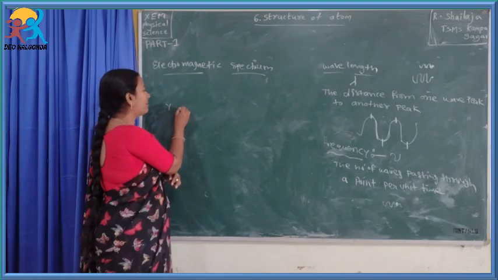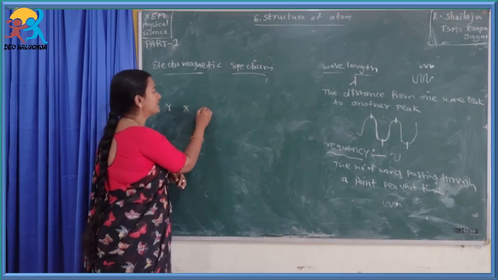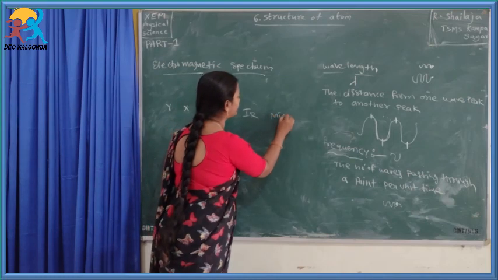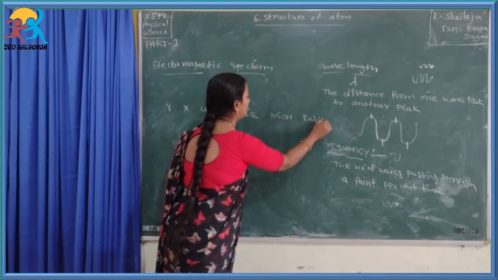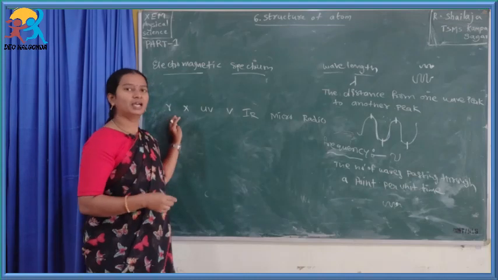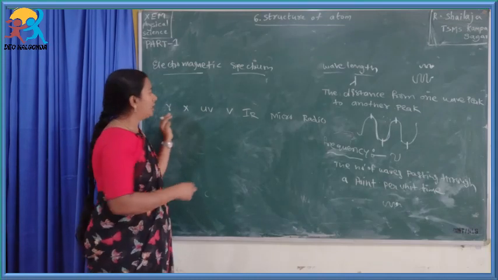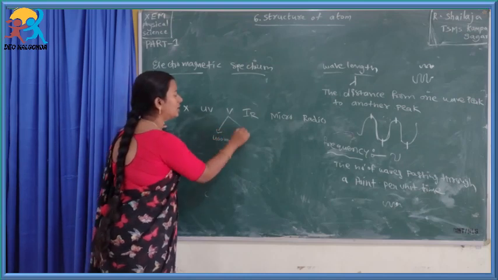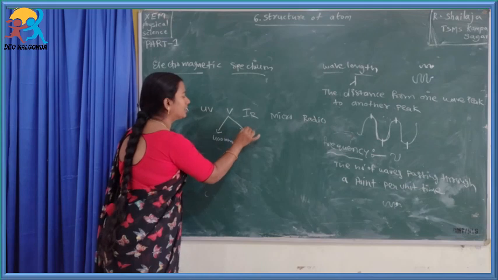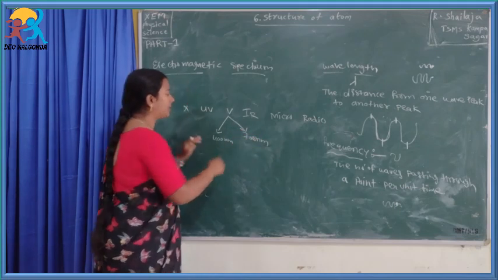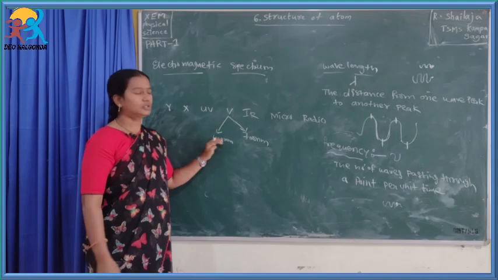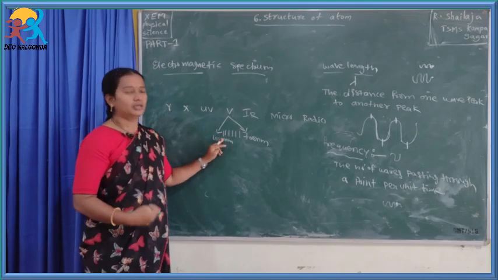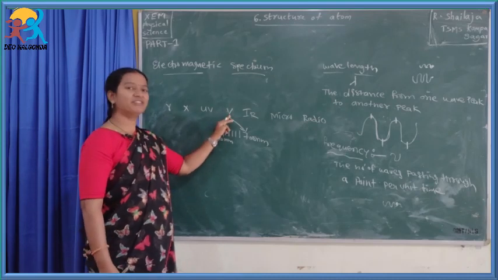Electromagnetic waves are gamma rays, X-rays, UV, visible, IR, microwaves, and radio waves. These vary with their wavelength and frequency. The visible region is from 400 nanometers to 700 nanometers; waves of this wavelength we can perceive with our naked eye. That's why we observe the VIBGYOR colors with our naked eye. So it is the visible region, the visible light.